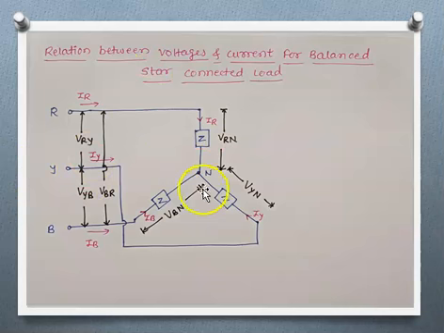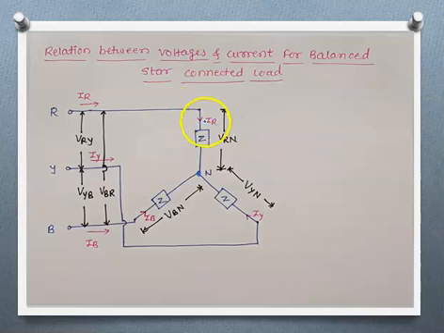Here we have drawn a star connected network having these three impedances Z ohm. That means it is a three-phase star connected balanced load because all the impedances are same. So we have marked here, this is the neutral point. Okay, these are the supply lines R, Y and B.